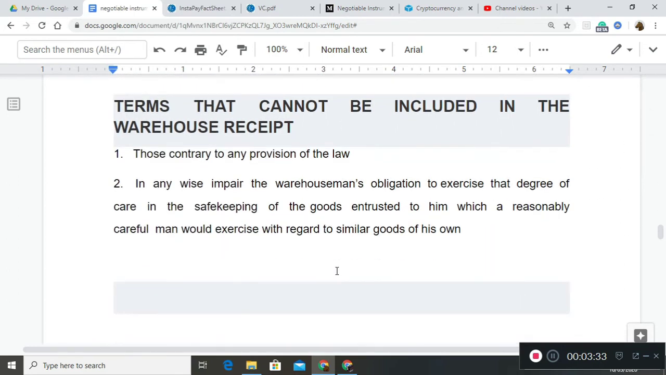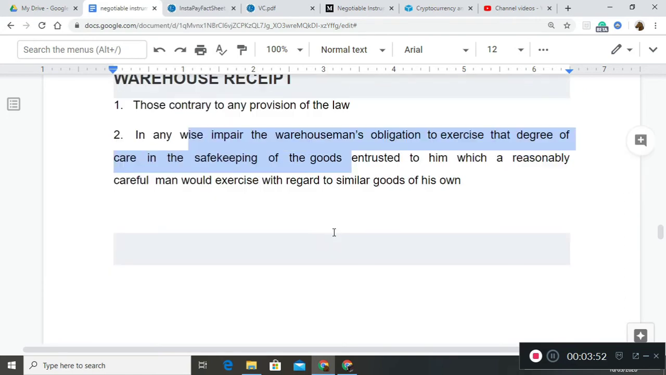Terms that cannot be included in the warehouse receipt: any term contrary to any provision of the law, or any term that in any wise impairs the warehouseman's obligation to exercise the degree of care in the safekeeping of the goods entrusted to him.